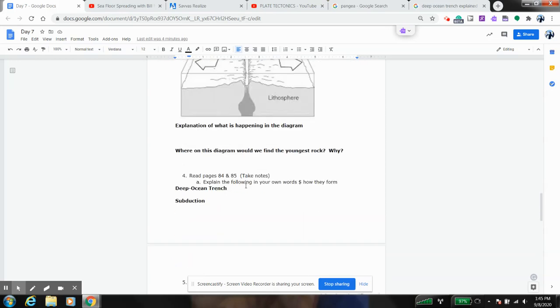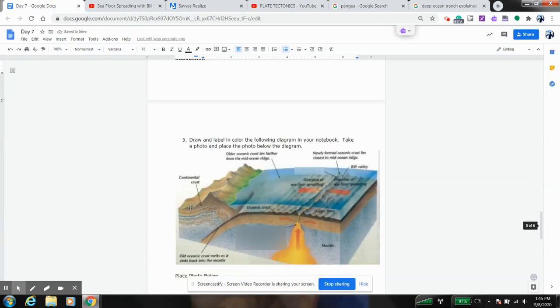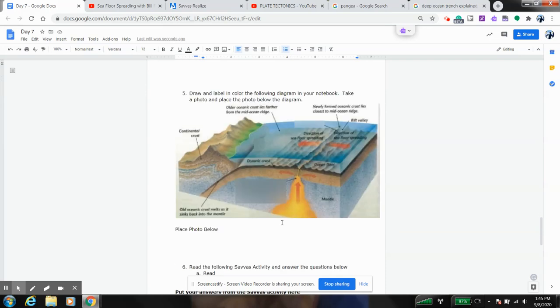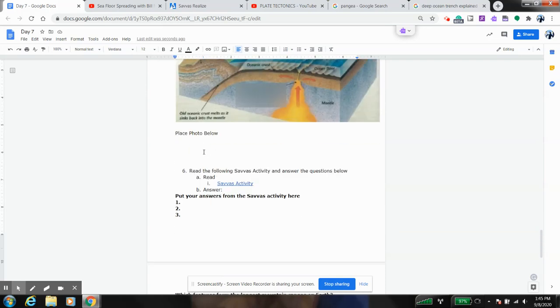Then you're going to read 84 and 85. You're going to explain the following terms in your own words. I don't know why there's a money sign here. That'll disappear. Then you are going to draw this diagram into your notebook. I want you guys to do this so it goes through your brain a couple of different times. And yes, you're going to label it as it's happening. So put all of these labels on there. Take a photo of that, put it in here.